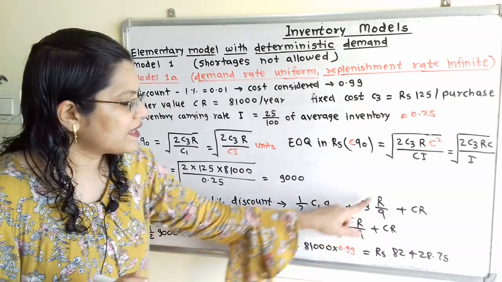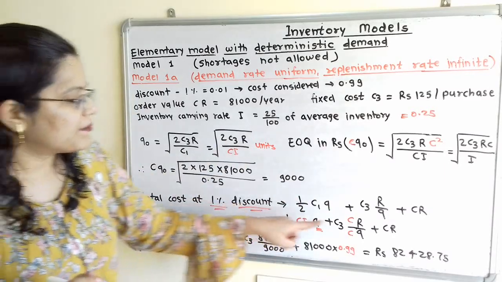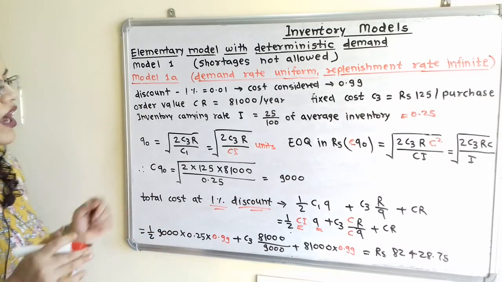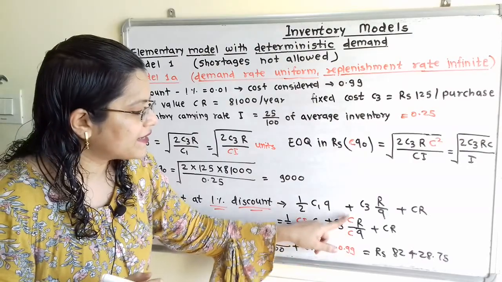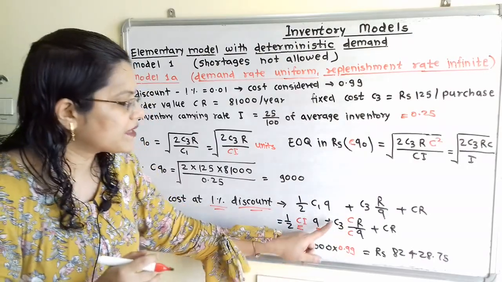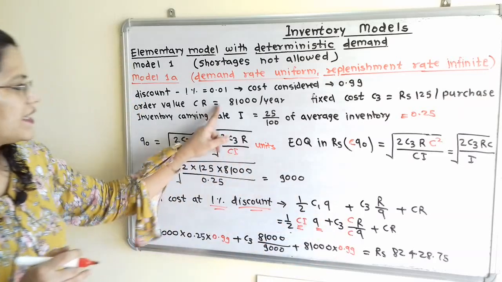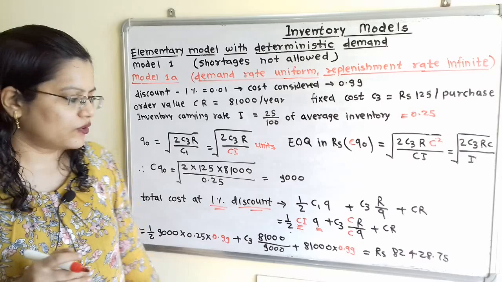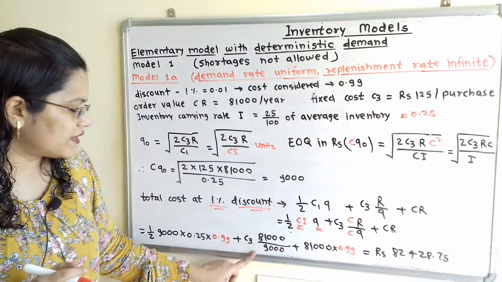So C3 R by Q. Again C3 is given, but here R is not given. So how to find this? Here I will multiply and divide with C. Then it will become C3 CR by CQ. So CR is 81,000 and CQ, that is 9,000. So our problem will be solved, and C3 is mentioned, that is 125.